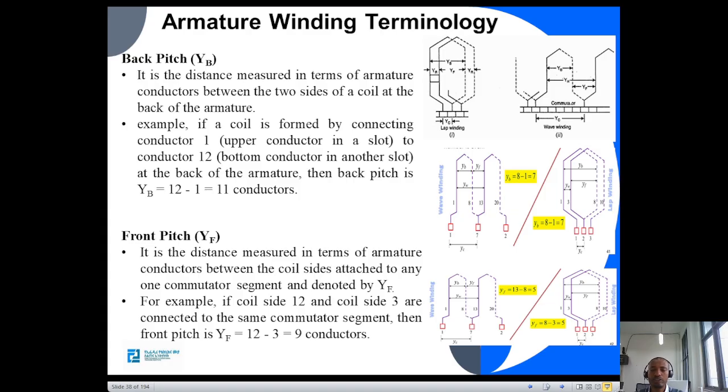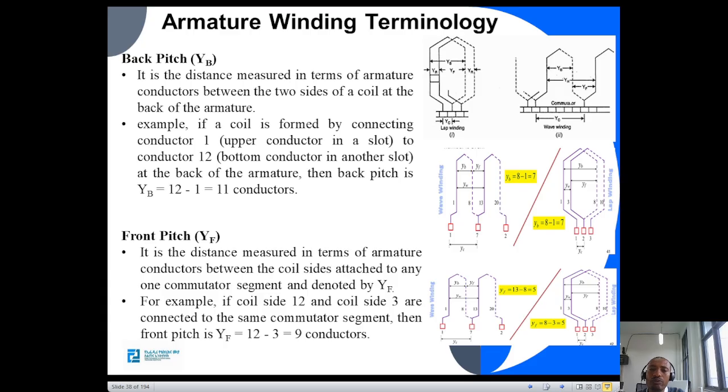Now in this section we'll continue discussing the armature winding terminologies we started in the previous video. As you remember, in our last videos we discussed some terminologies like turn, coil, winding, pole pitch, and coil span. We defined them, and I tried to show you what they are physically.